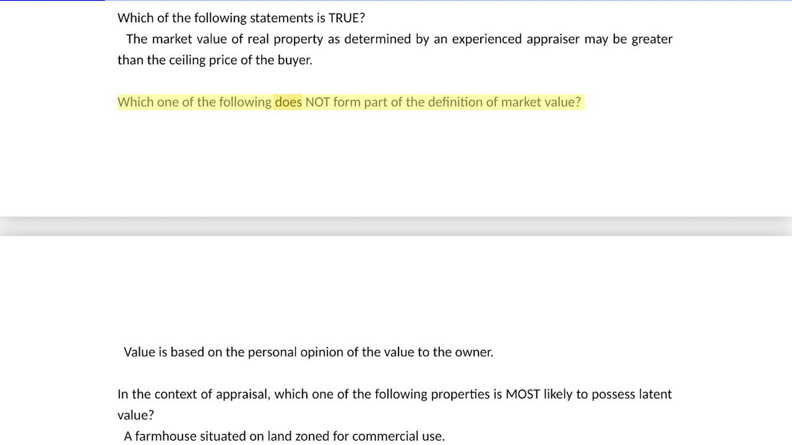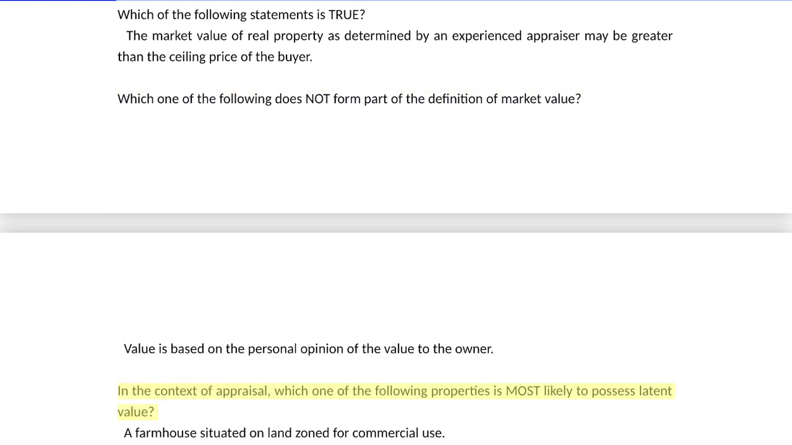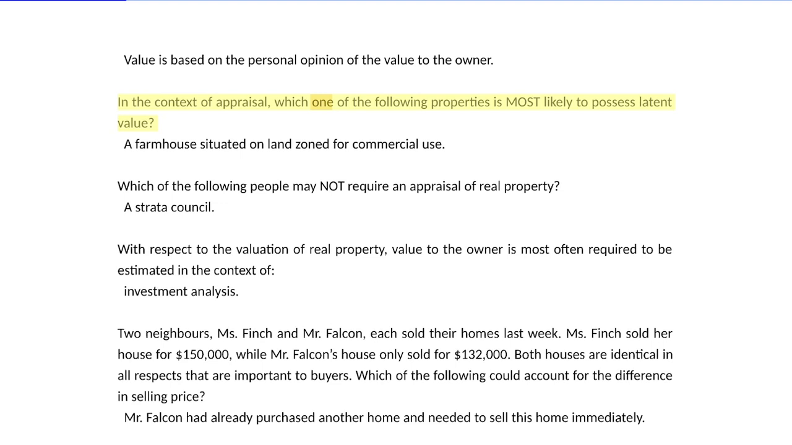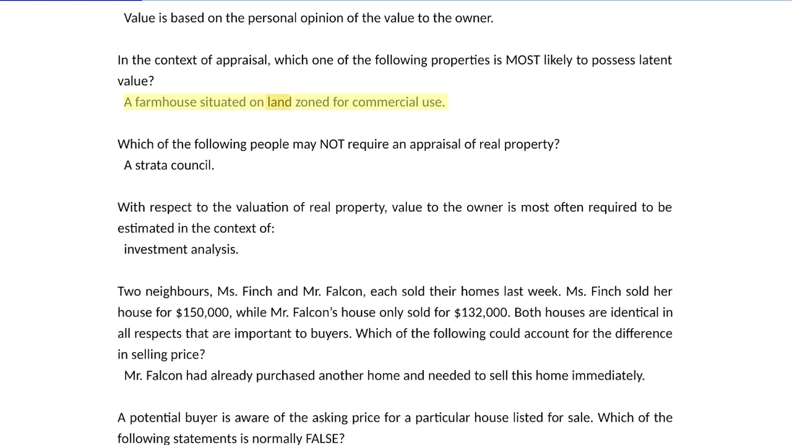Which one of the following does not form part of the definition of market value? Value is based on the personal opinion of the value to the owner. In the context of appraisal, which one of the following properties is most likely to possess latent value? A farmhouse situated on land zoned for commercial use.